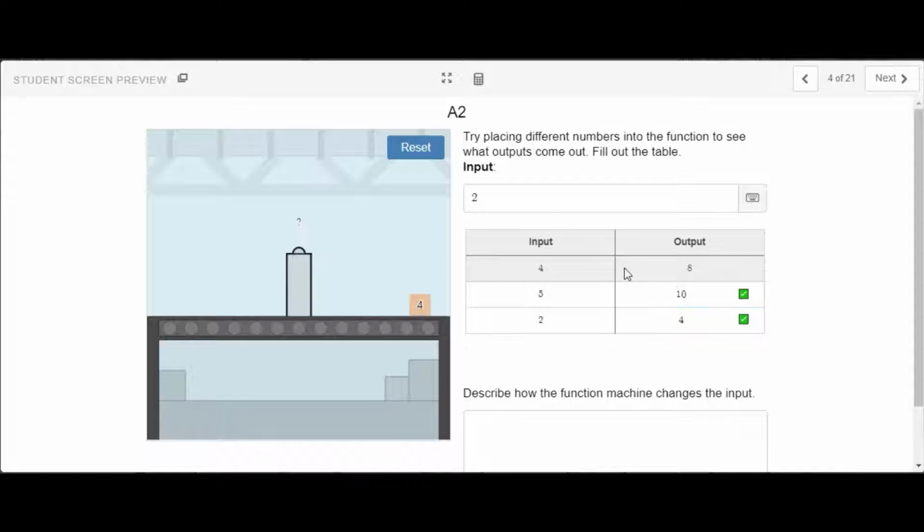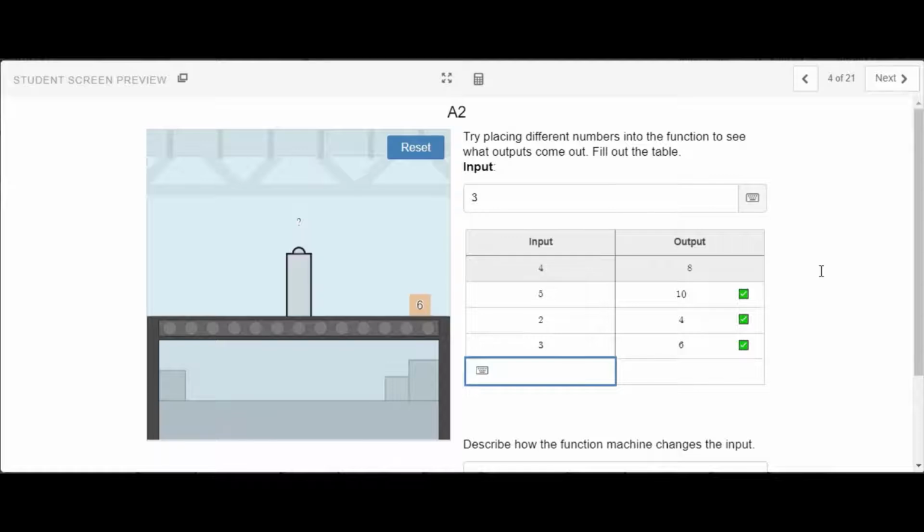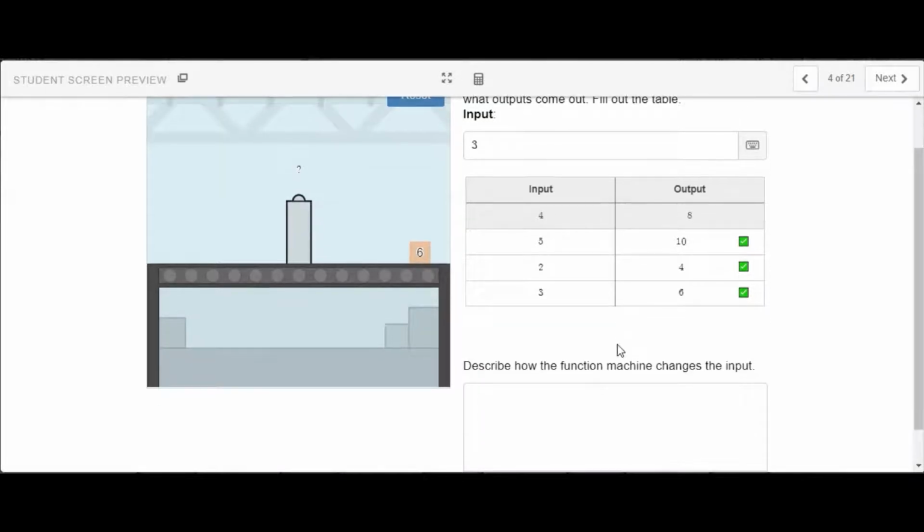Right. I think I kind of see a pattern. Let's try one more. So I'm going to reset it. Let's put 3 inside our machine. So the machine is going to transform 3, it becomes 6. So another point on my table is 3, 6. Okay, and you can try any numbers you want and type it into the table. But how does it change the input? Looks like whatever I put inside, the machine's doubling it. So 4 becomes 8, double 5, 5 becomes 10, double 2, 2 becomes 4. So the machine takes the input and doubles it.